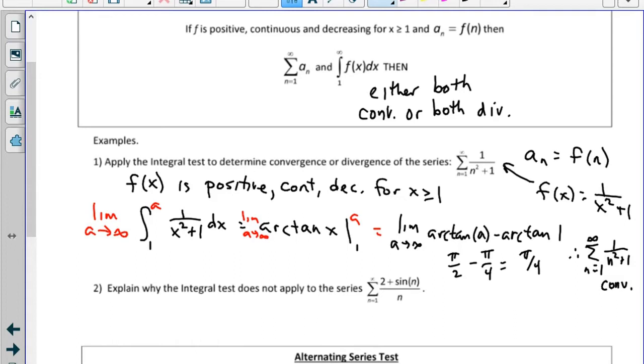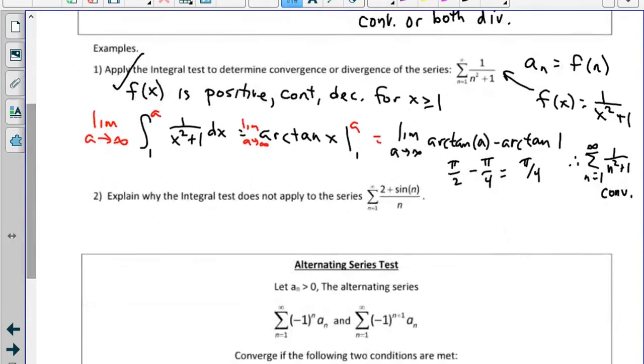So we applied the integral test, we checked the conditions, and then we actually did the integral and showed that it converges. Problem 2: explain why the integral test does not apply to the series 2 plus sine of n over n. We would have f of x equal to 2 plus sine of x over x, and this function is always positive from 1 to infinity.